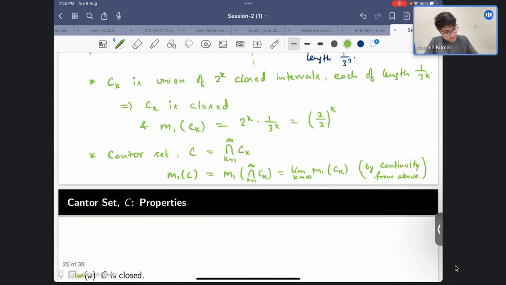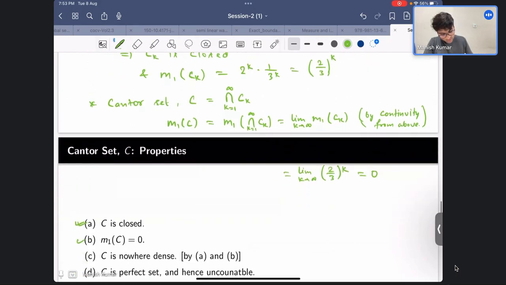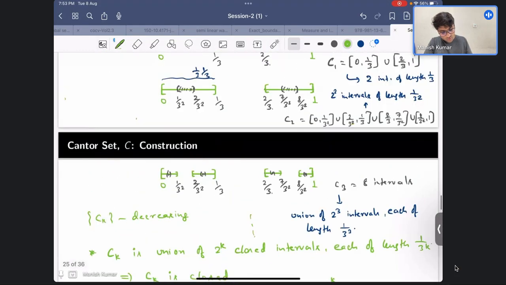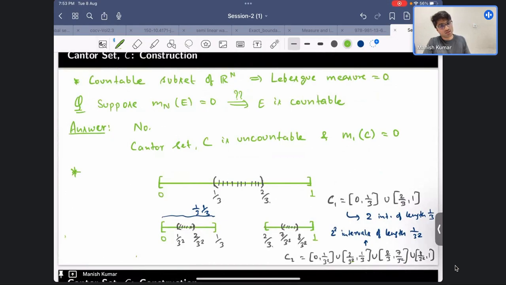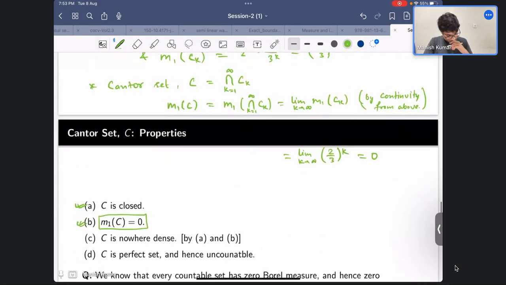Now this is 2 by 3 raised to the power k, so this is the limit as k goes to infinity of 2 by 3 raised to the power k, and this is 0, right? Since 2 by 3 is less than 1, the limit will be 0. So m1 of C is 0. So far we have got that m1 of C is 0, but we don't know whether this is countable or not. That we have to make sure, right? Because our goal was to show that this Cantor set has measure 0 and is uncountable. We have shown that the measure is 0, and now we have to show that it is uncountable.